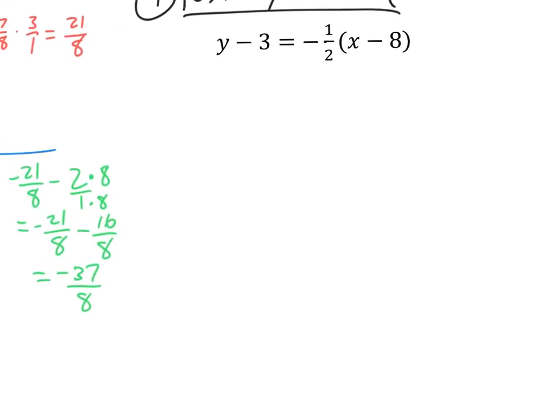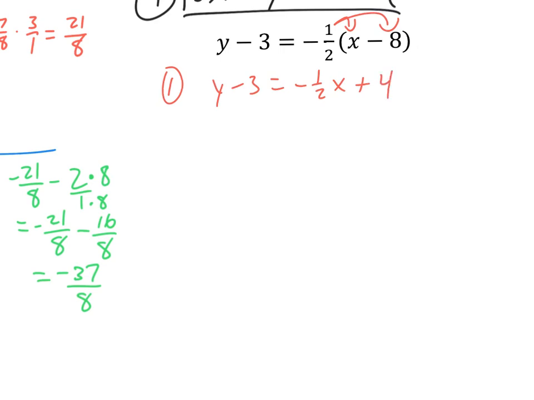All right, one more example here. Step number 1, distribute the slope. I'll get y minus 3 is equal to negative 1/2 x. And then negative 1/2 times negative 8, that'll be a positive, and half of 8 is 4, so I'll have a positive 4 there.